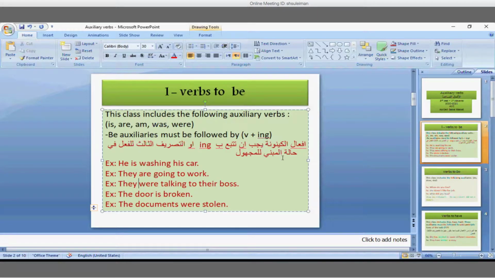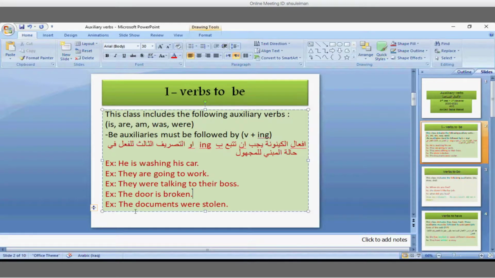إيش وقت تتبع بالتصريف الثالث أفعال الكينونة؟ بالباسيف فويس أو بالمبني للمجهول. في حالة المبني للمجهول احنا نستخدم أفعال الكينونة زائدا the past participle form of the verb which is التصريف الثالث للفعل. As it is shown in this example, the fourth example: the door is broken. لاحظ انه انا عندي ال is فعل مساعد متبوع بالتصريف الثالث للفعل. ليش؟ لانه الجملة عندي بالمبني للمجهول. The door is broken. مبني للمجهول لذلك استخدمنا التصريف الثالث للفعل break.